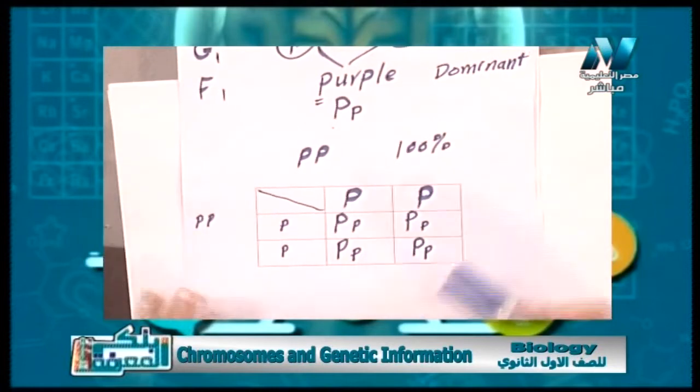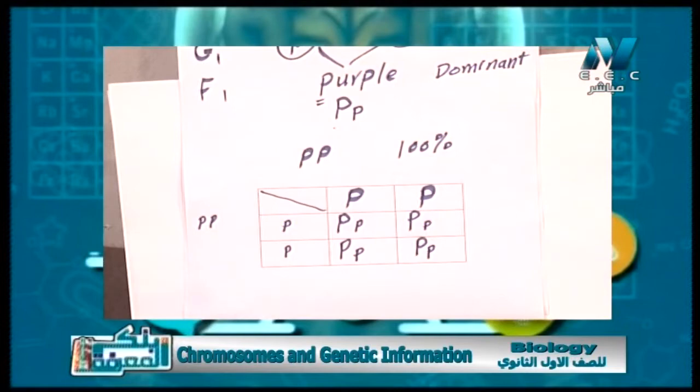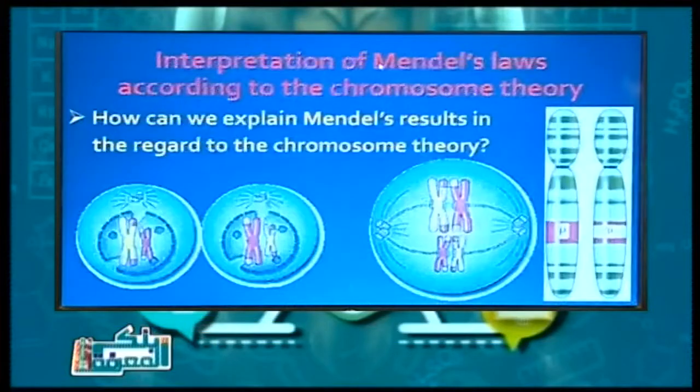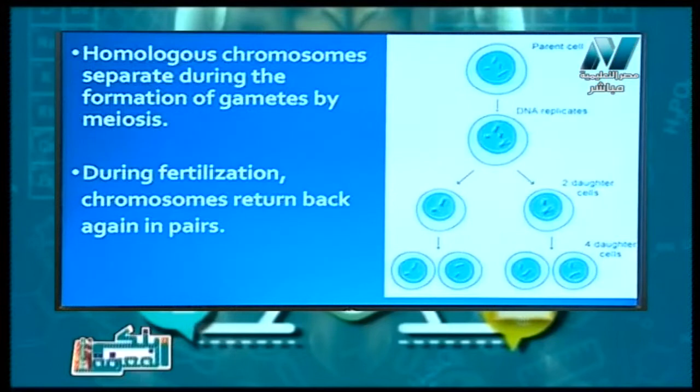Okay, so this is what we got from the first experiment that Mendel carried out. Interpretation of Mendel's laws according to the chromosomal theory. How can we explain Mendel's results with regard to the chromosomal theory? This is what we have said.